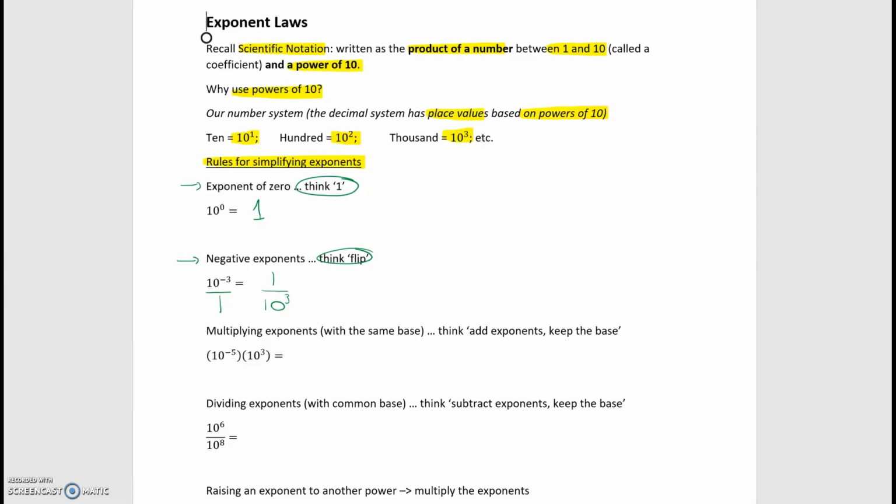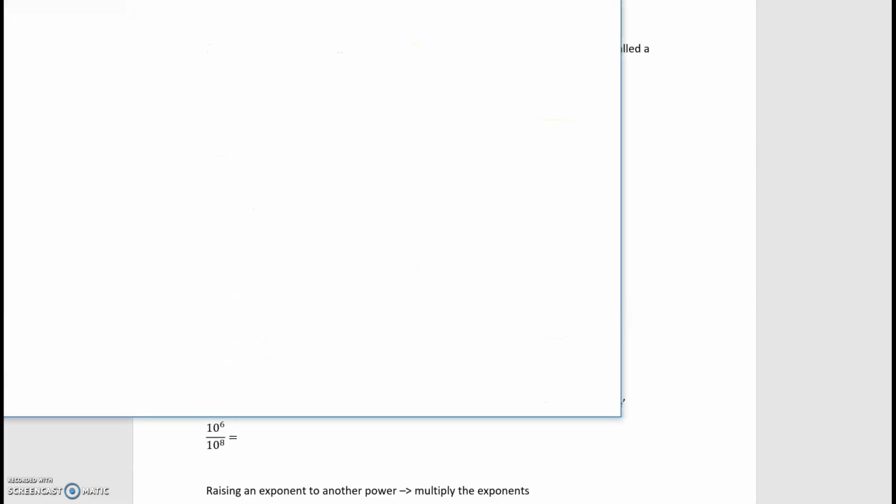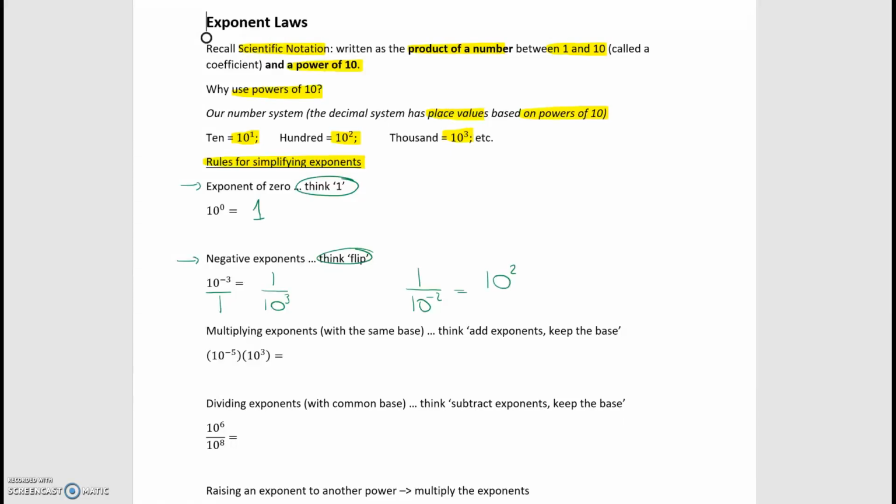Let's try a different example. 1 over 10 to the negative 2. If I want to change that negative exponent into a positive, once again, think flip. I'm going to move the 10 up to the top, and now the exponent becomes a positive. The 1's underneath, but that's an invisible 1, and so I'm just going to not put it there.